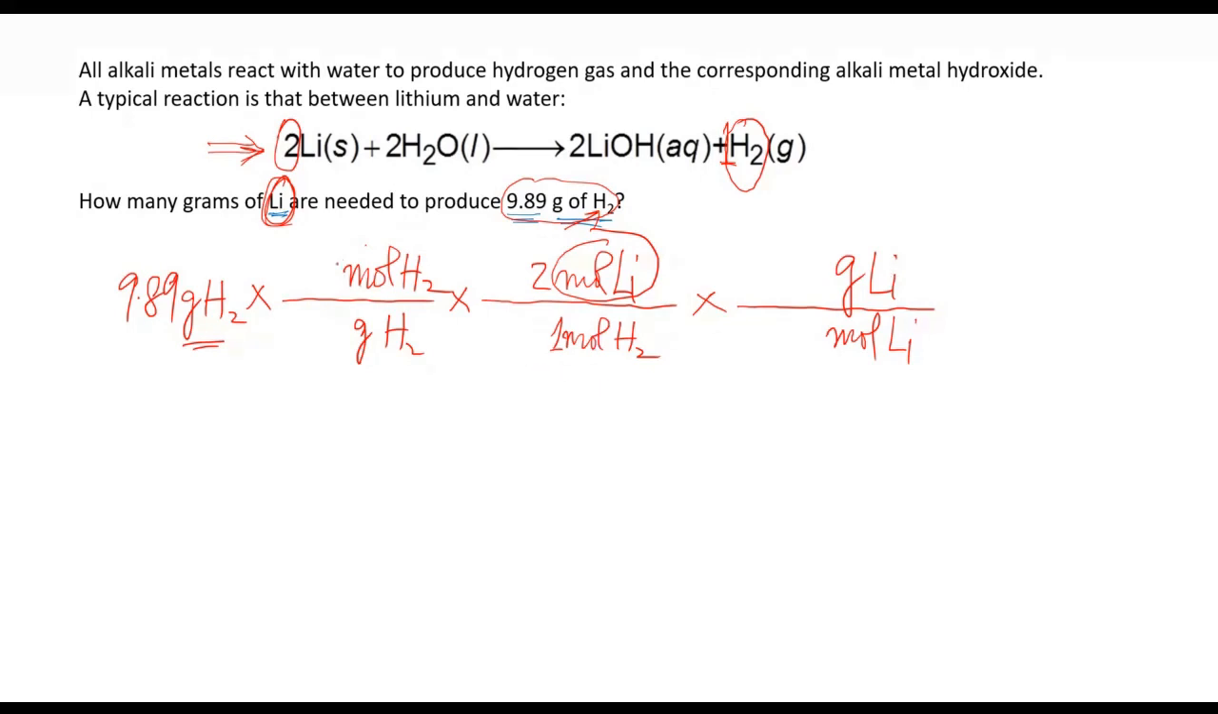Friends, I told you to write 1 with mole in step number 3 and step number 5, and molar mass with gram. So what is the molar mass of hydrogen? 2. What is the molar mass of lithium? 7. So very simple. Use the calculator. Mole of lithium cancels. Mole of hydrogen cancels. Gram of hydrogen cancels. 2 will be cancelled with 2. So just multiply 9.89 with 7. What is your answer?